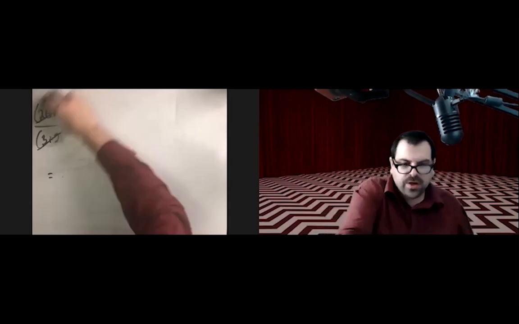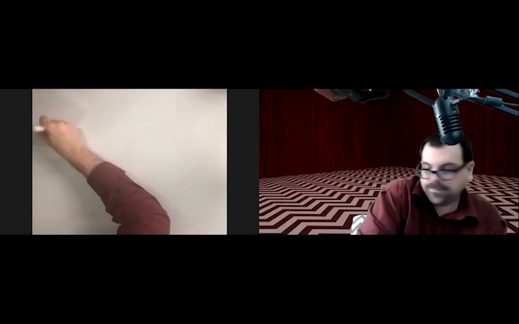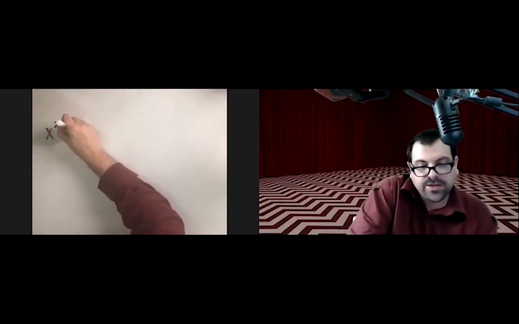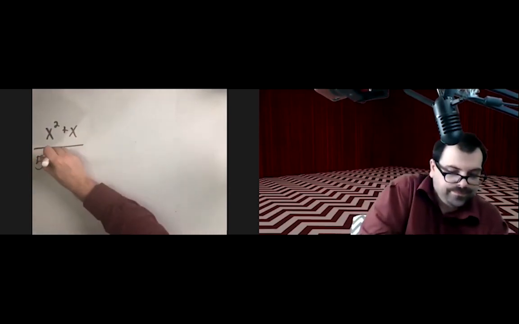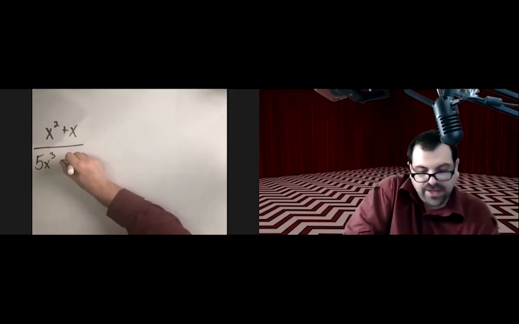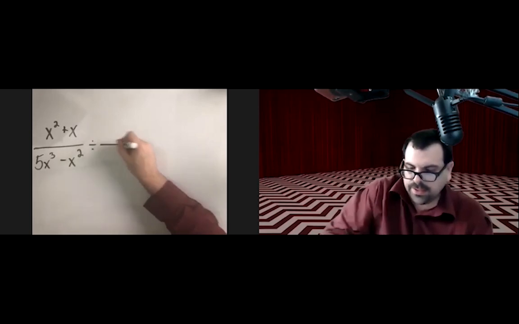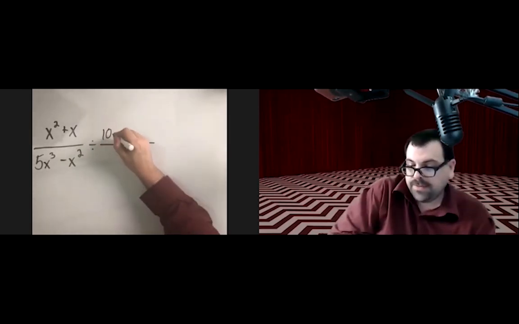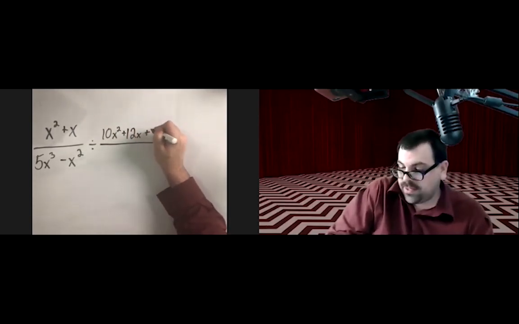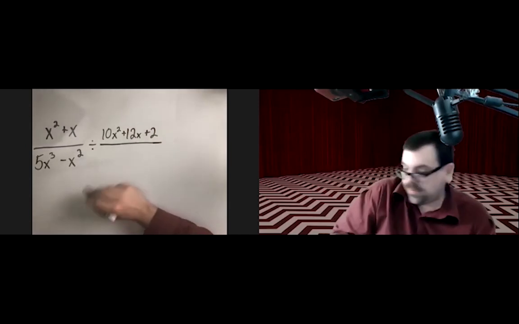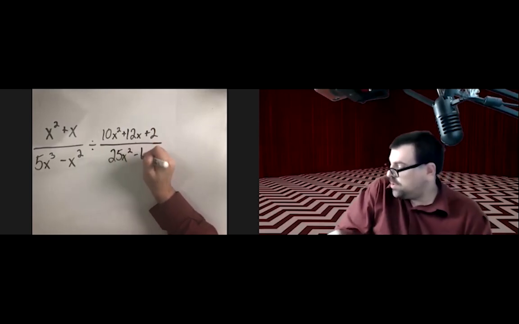Let's do another division problem. x squared plus x over 5x cubed minus x squared, divided by 10x squared plus 12x plus 2 over 25x squared minus 1.